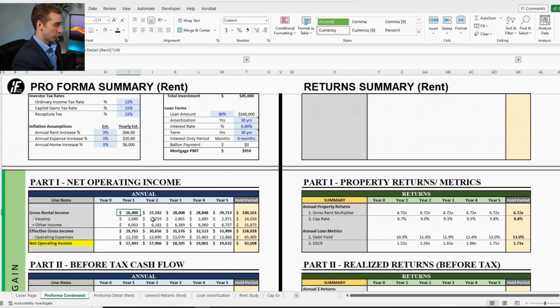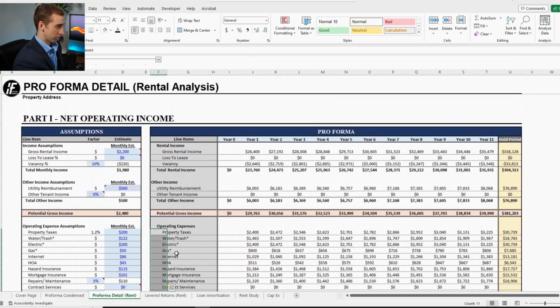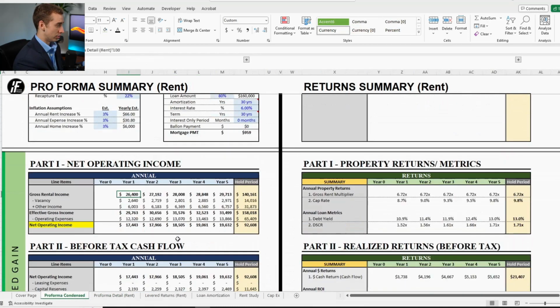So with that said, NOI is quite simply your income minus your operating expenses. So the way that income breaks out, we're going to be looking into the pro forma detail sheet now. All right. So I know this sheet looks a lot scarier than the other sheet. It's not actually that complicated, but I do need to go here because we have to make assumptions to get to the values that we're looking at in the pro forma condensed sheet that we were looking at before.